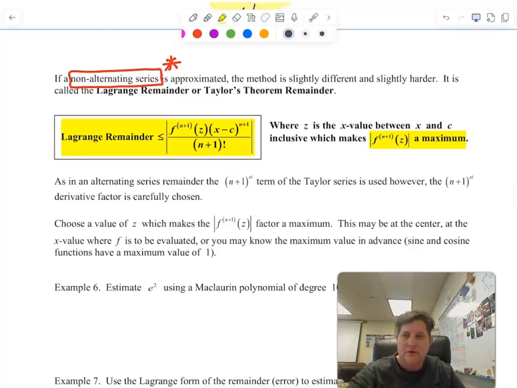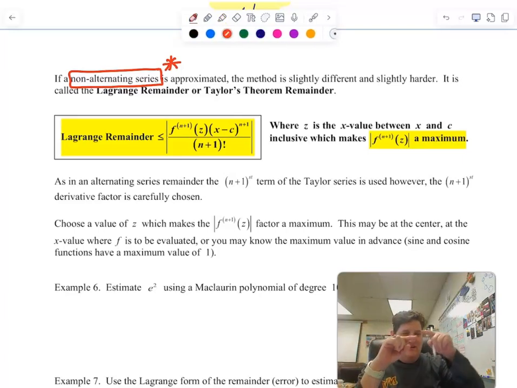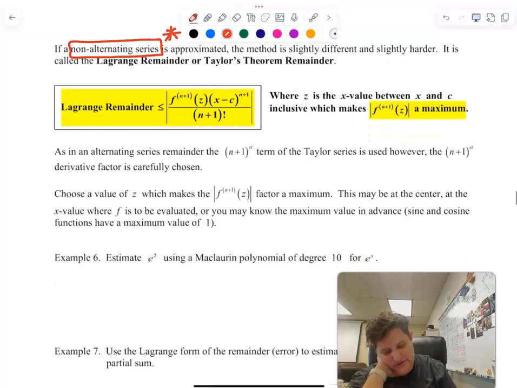Nobody likes this one. That's kind of sad to say, but it is true. The Lagrange is just a little weird. So here's the main difference, okay? Because it's not alternating, it's still adding little bits, right? It's not just alternating, so it is slightly harder. We call it Lagrange.